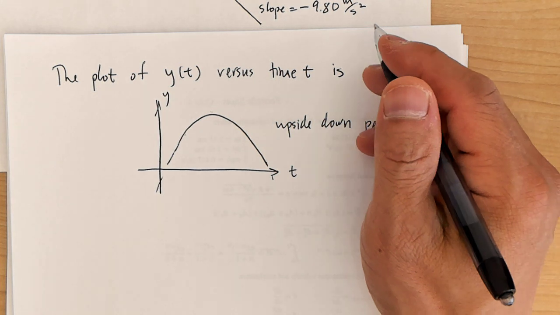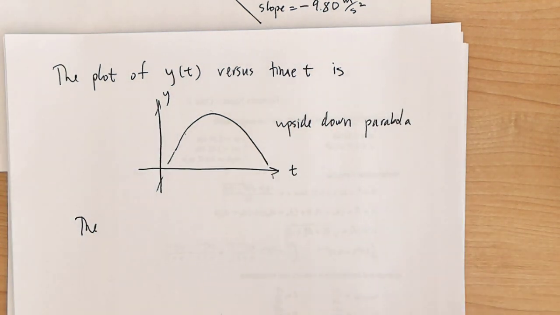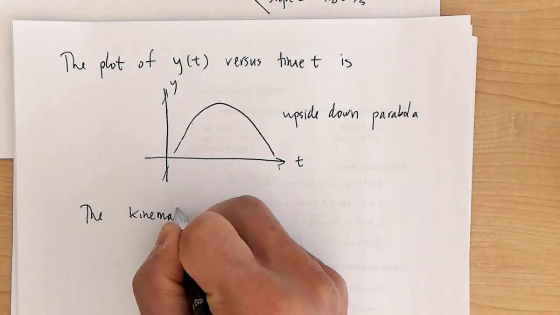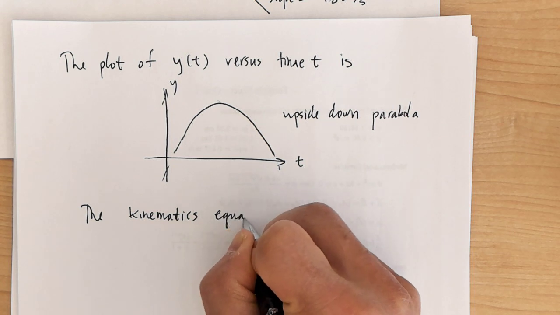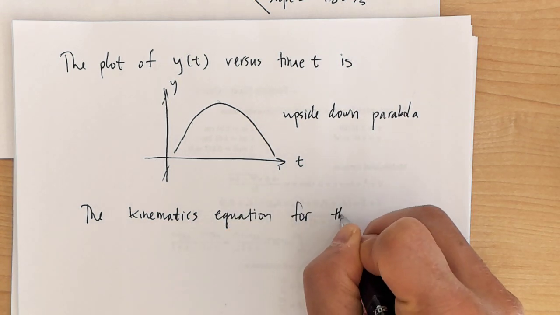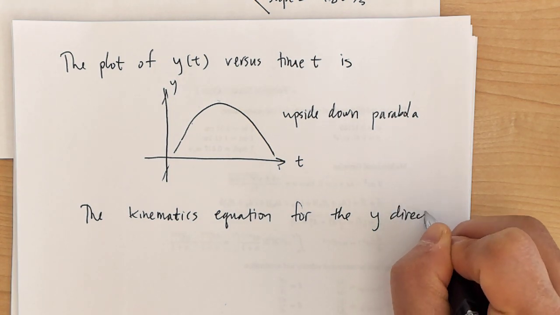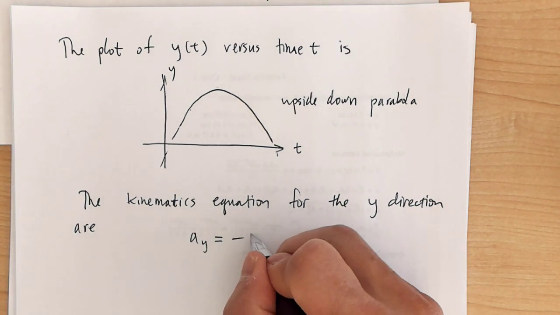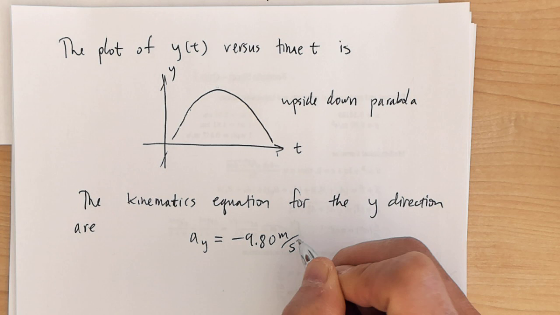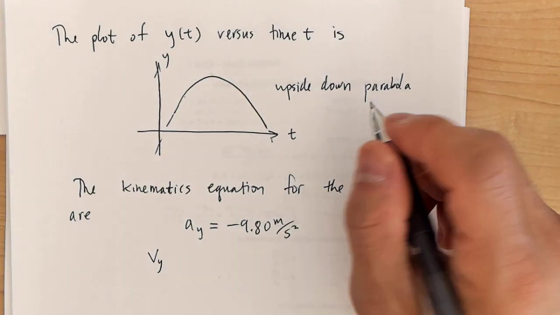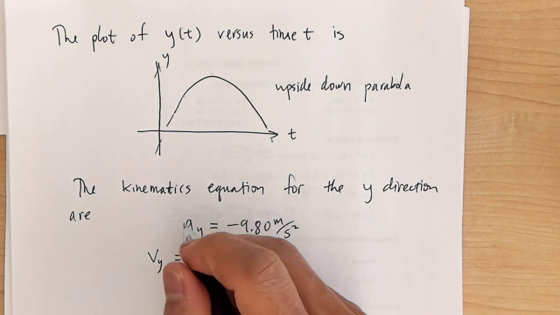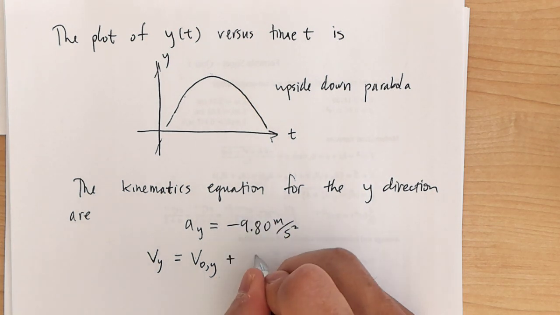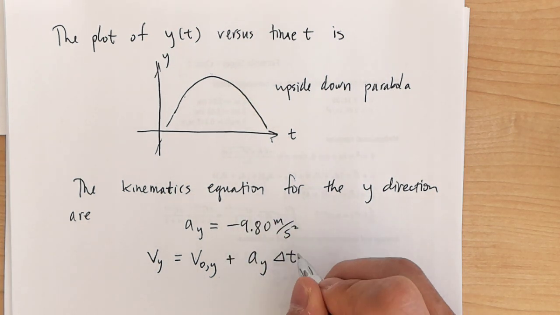Because we have constant acceleration, the kinematic equations are the ones we've already been studying for constant acceleration. For the y direction, ay is negative 9.8 meters per second squared. And I'll just write down all the formulas we learned. So the final velocity is equal to the initial velocity, we're all doing the y direction, plus the acceleration in the y direction times delta t.